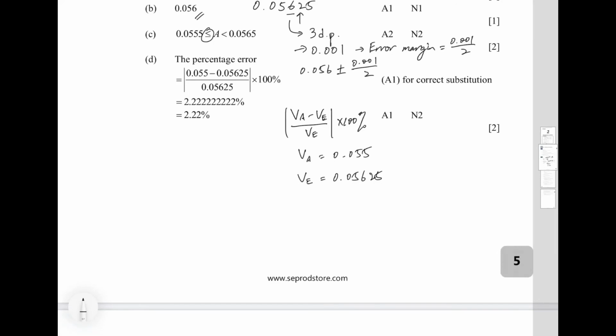By using simple substitution, we have the absolute value of the fraction 0.055 minus 0.05625, and then over the exact value 0.05625, and then the result multiplied by 100%, and then we got 2.22%, and this is the rounded result.